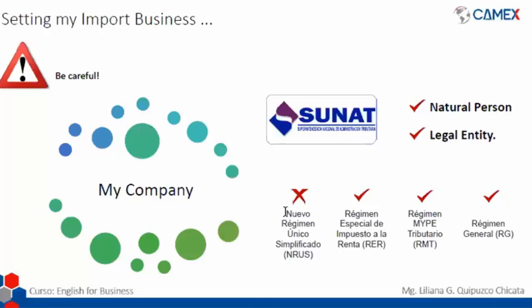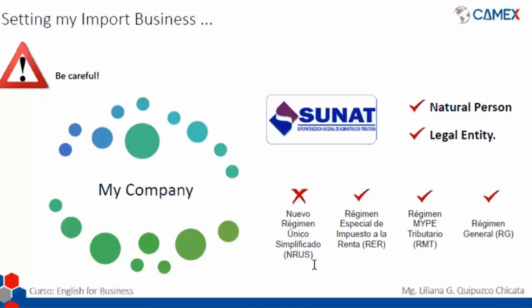Why can't we choose Nuevo Régimen Único Simplificado? Because this kind of regime has an exception, and the exception is that we are not allowed to import or export. So as importers, we are not allowed to use this regime. Remember that. If you go to any SUNAT office, they are going to tell you the same. But now that you know in advance, it is better, because maybe the person at SUNAT is not specialized, or is new, or doesn't know too much about this kind of detail. You will be able to know that you cannot use the NRUS.